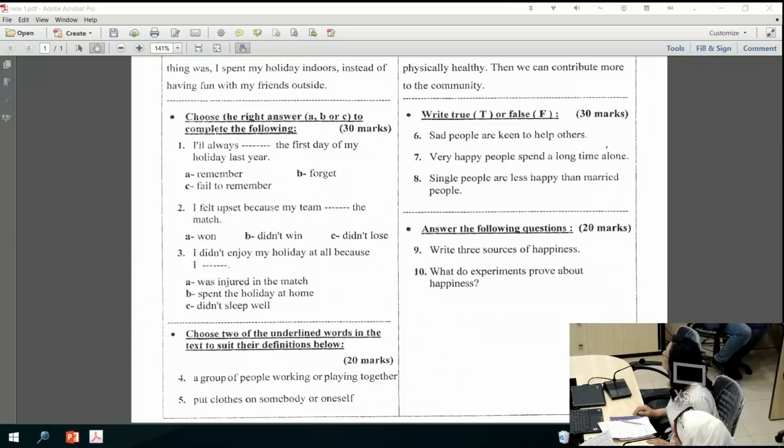Exactly. Miss Faizi, number 3. I didn't enjoy my holiday at all because I was injured in the match, spent the holiday at home, or didn't sleep well. Did he play the match?